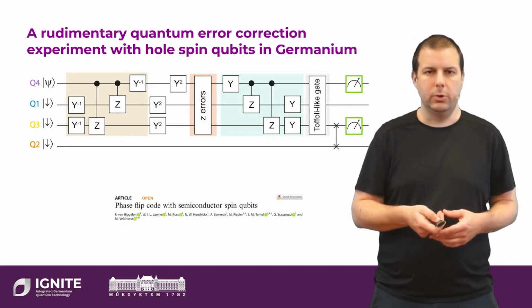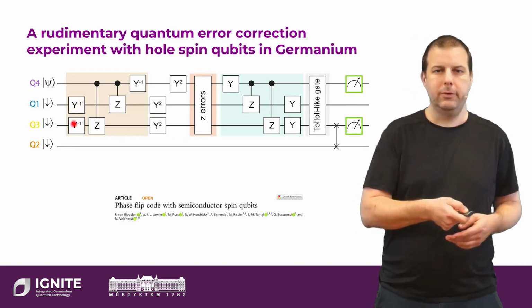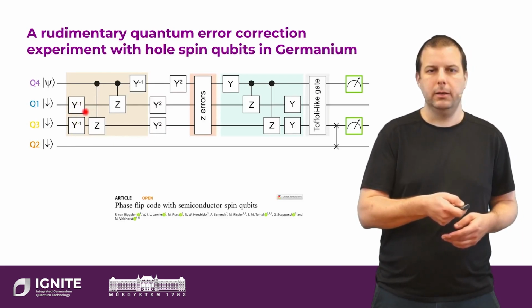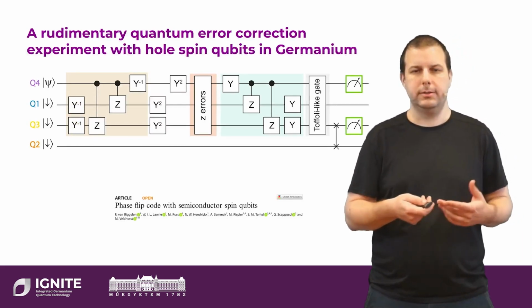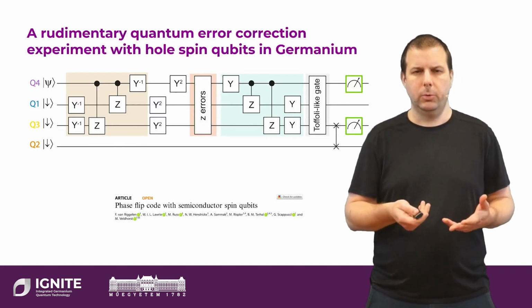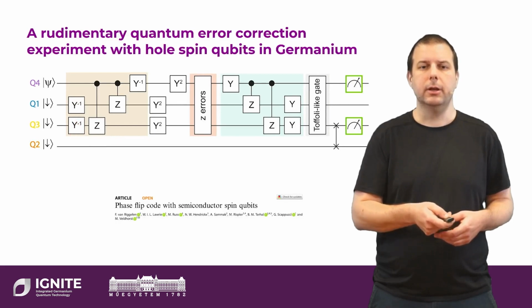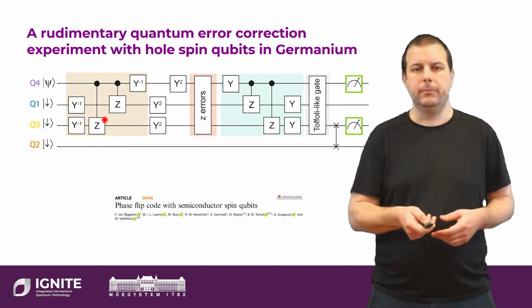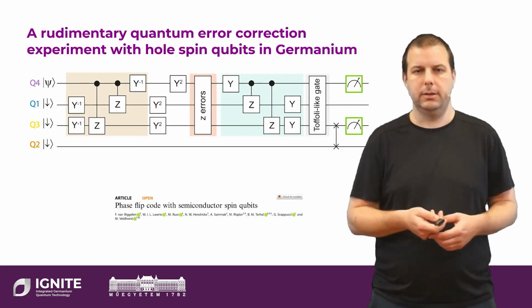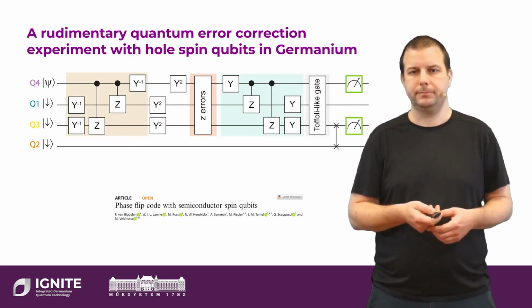And maybe I should also warn you that in the circuit diagram, whenever you see a Y or a Y inverse operation, that's a single qubit gate, but it's not following exactly the canonical notation, because here Y means a 90-degree rotation around the Y-axis. The Z gates do follow the canonical notation, so Z means actually a 180-degree rotation.